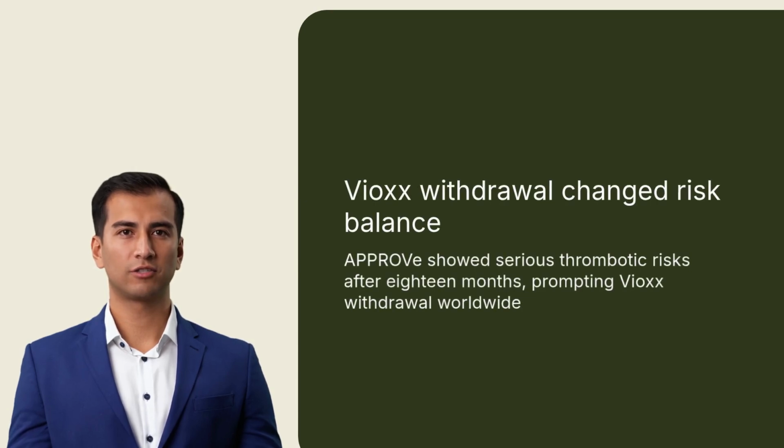A well-known example is rofecoxib. Merck withdrew Vioxx worldwide on 30 September 2004 after APPROVe showed increased confirmed serious thrombotic events beyond 18 months versus placebo. This example shows how new evidence can shift the benefit-risk balance and lead to major regulatory or company action.